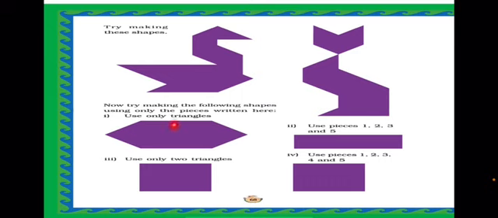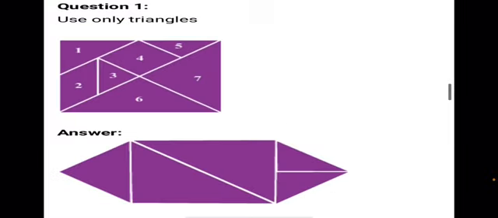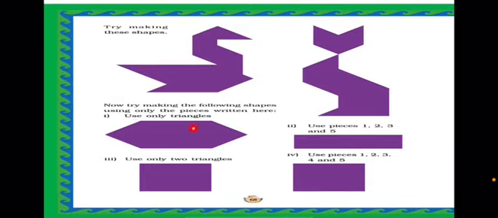Now try making the following shapes using only the pieces written over here. Use only triangles. So you're using triangles over here. Use only 2 triangles. Use pieces 1, 2, 3 and 5. Use pieces 1, 2, 3, 4 and 5. First one, we need to use only the triangles.